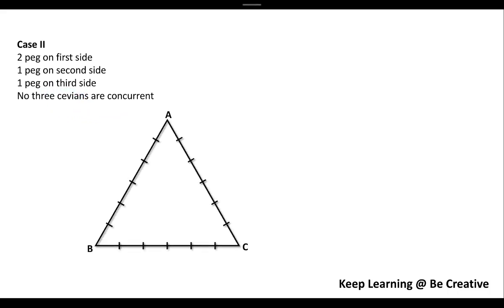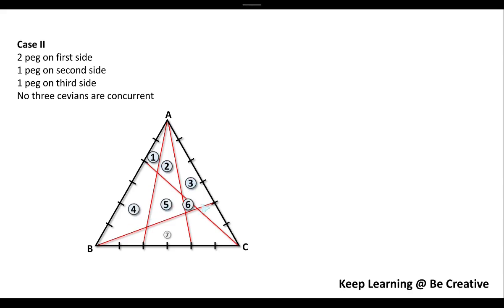The second case could be selecting 2 pegs from the first side, 1 peg from the second side and 1 peg from the third side, and no 3 Cevians are concurrent. So here you can see this is the triangle, 15 pegs, selecting 2 pegs on one side, 1 peg on the other side, and on the third side again we are selecting 1 peg. Now let us see into how many regions this triangle is divided. Here you can see 1, 2, 3, 4, 5, 6, 7, 8, 9 and 10. So this triangle is divided into 10 regions.